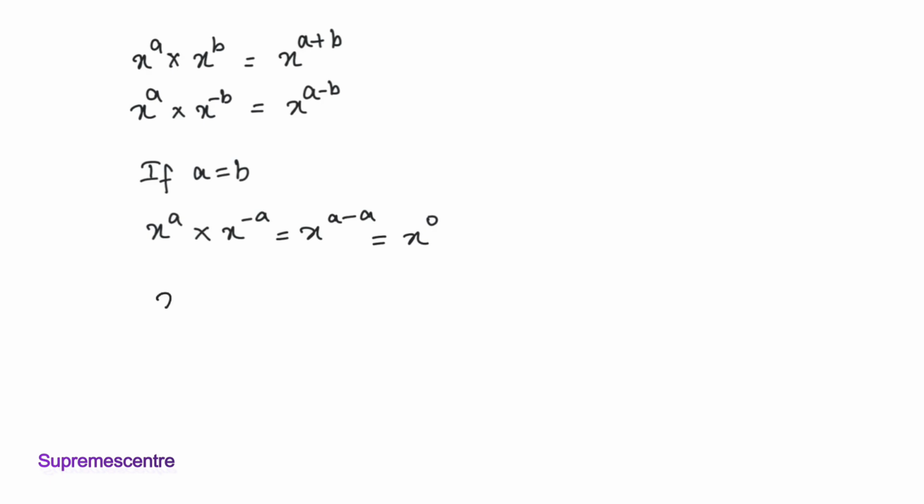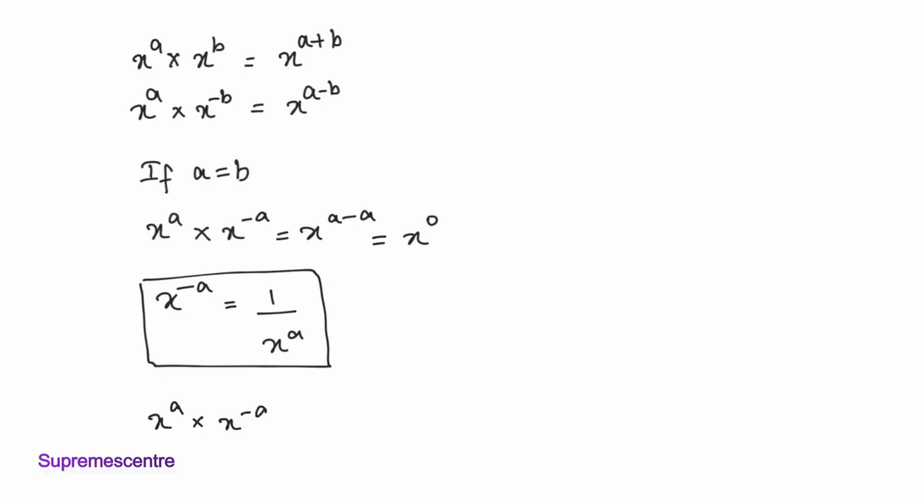Now we also know that x power minus a is equal to 1 by x power a. Now what I am going to do is, instead of this x power minus a, I am going to write 1 by x power a. So now I can say that x power a times x power minus a is equal to x power a times, now instead of this x power minus a, I am going to write 1 by x power a. So into 1 by x power a. Now x power a cancels. The answer is equal to 1.